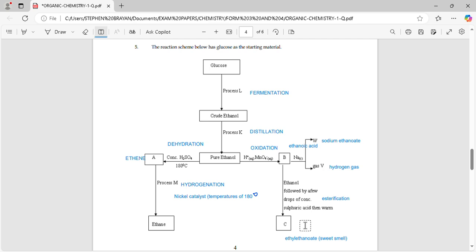You can even be asked, why is it that when somebody who is drunk eats an orange, they start producing a very sweet smell? It is because of esterification, because the orange has ethanoic acid and the person himself has taken the alcohol. So that means the reaction that is going to take place is esterification, which results in a sweet smell.